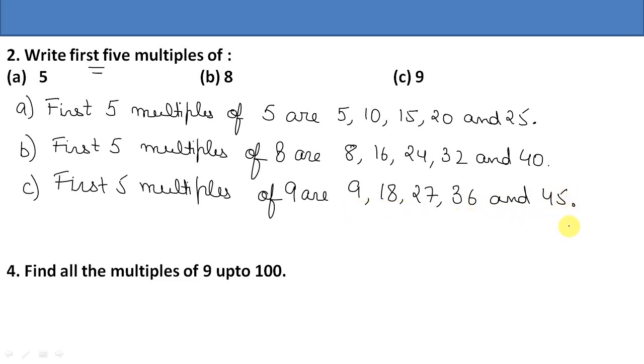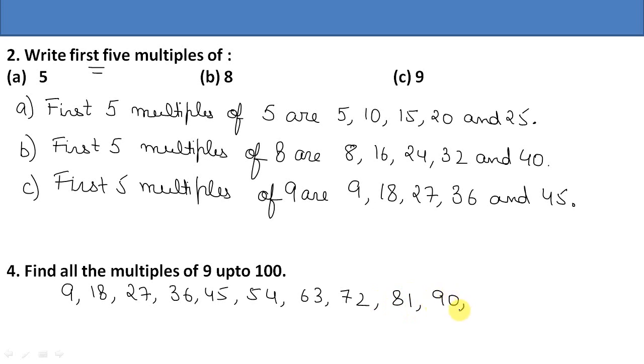Now let's see question number 4. Find all the multiples of 9 up to 100. आपको 100 तक सारे multiples बताने हैं 9 के. So it is 9, 18, 27, 36, 45. Now 9 6 are 54, 9 7 are 63, 9 8 are 72, 9 9 are 81, 9 10 are 90, 9 11 are 99.